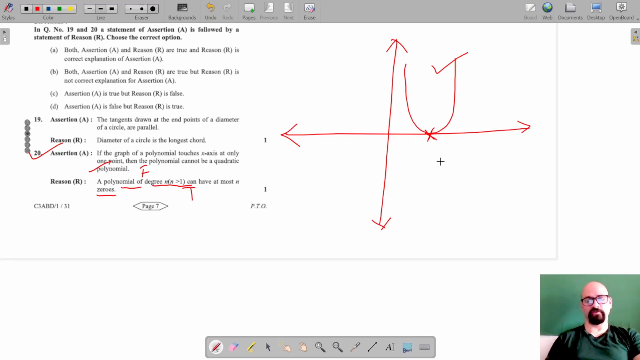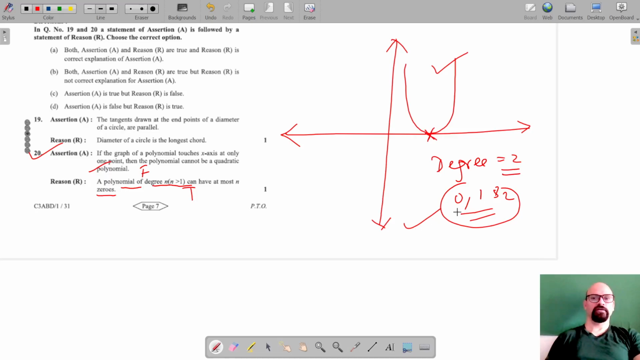This is true because, let's say the degree of a polynomial is 2, that means it can have either 0, 1, or 2 zeros, or the solutions of that equation. So it can have at most n zeros. If the degree is n, it can have at most n zeros. So the assertion is false, but the reason is true. And for this, our correct option should be: assertion A is false, but reason R is true. So that means our option for this is D. So D is the correct option for this.